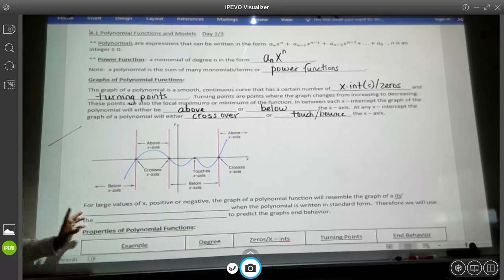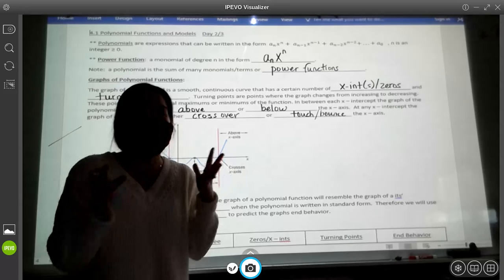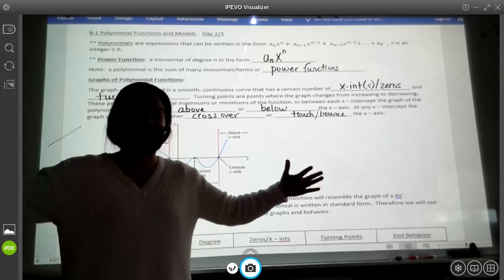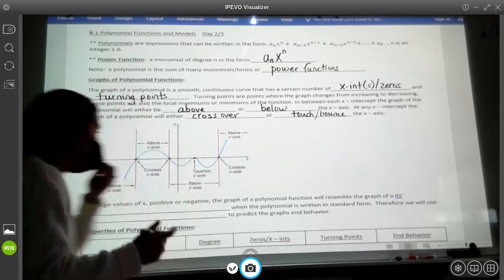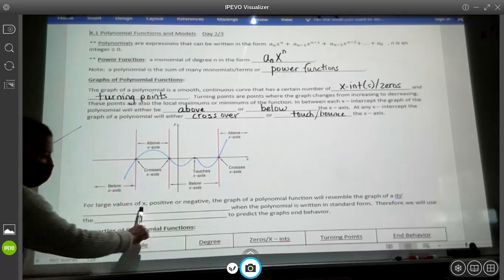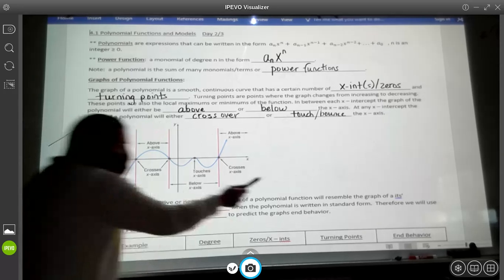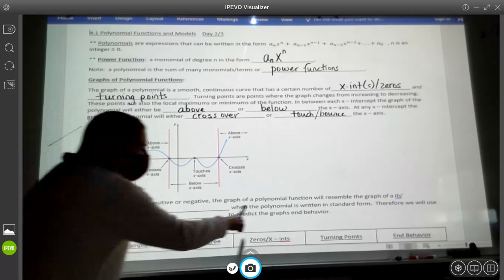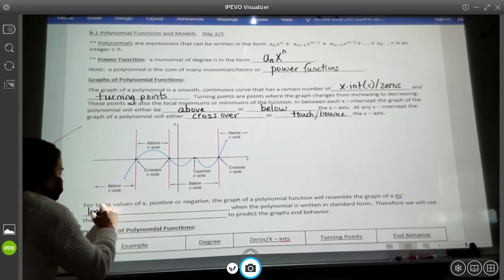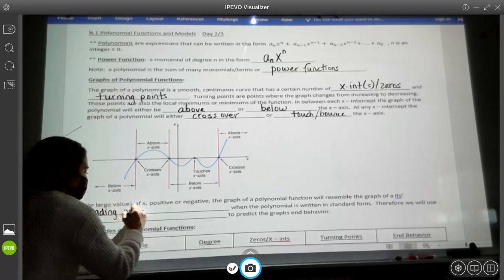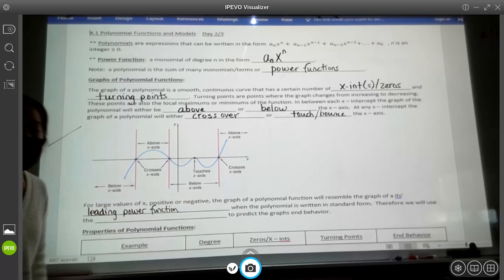So they want you to understand that when we go to graph a polynomial, we want to know or see what's going on at the end of the graph. As x gets really, really positive, or as x gets really, really negative, what's going on at either end of the graph? So for large values of x, whether it be positive or negative, right? Whether you're heading towards positive infinity or negative infinity, the graph of a polynomial function will resemble the graph of its leading power function.